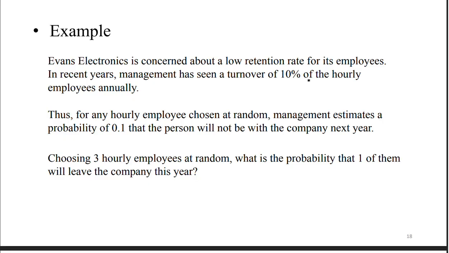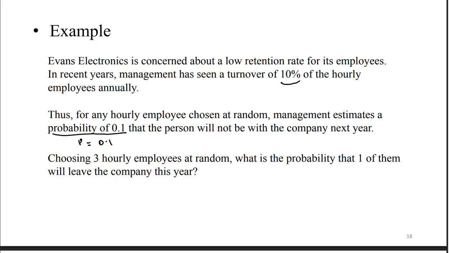Evans Electronics is concerned about low retention rate for its employees. In recent years, management has seen a turnover of 10% of the hourly employees annually. Thus, for any employee chosen at random, management estimates a probability of 0.1. So now we have our first value here. The probability of success, which is turnover, is 0.1. A probability of 0.1 that a person will not be with the company next year.